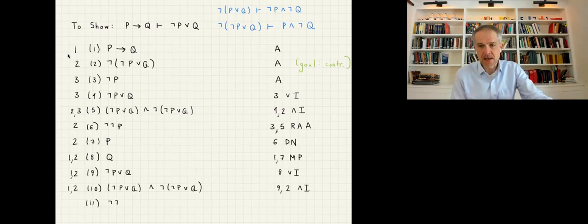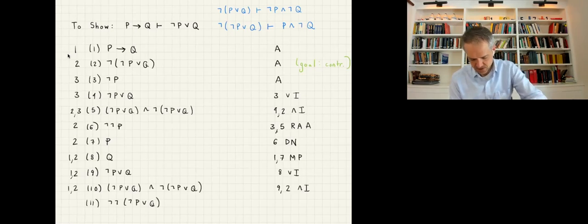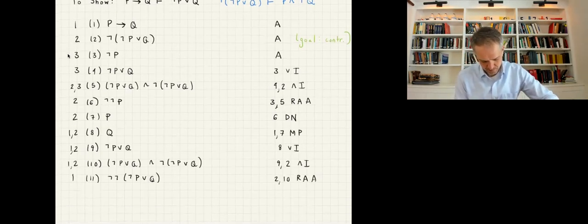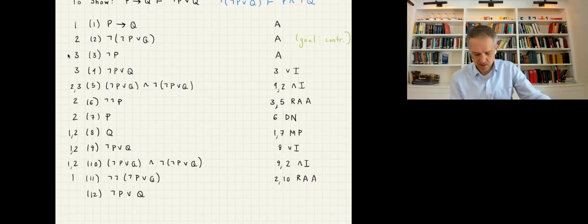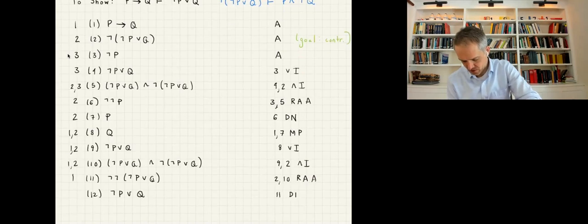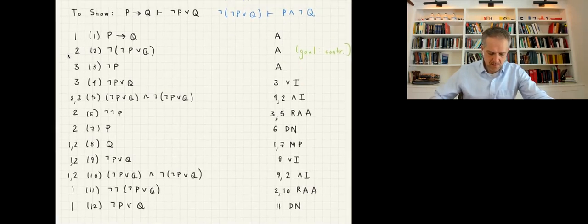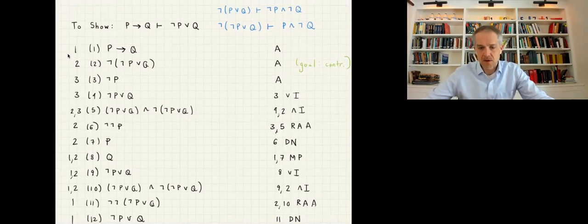Okay, so finally, at line 10, we've got a contradiction now that follows from 1 and 2. So I can put now not P or Q. So this is 2 to 10, reductio ad absurdum. And of course, this is equivalent to not P or Q. So line 11, double negation. Here we go. So finally, after all these steps, we know that not P or Q follows from if P then Q.